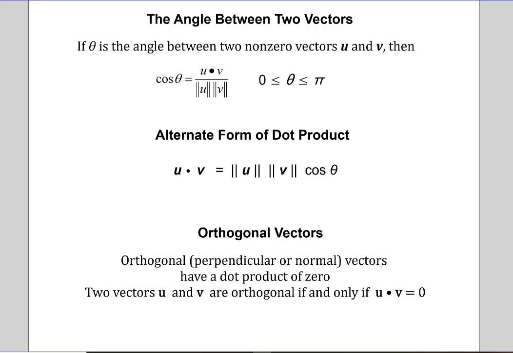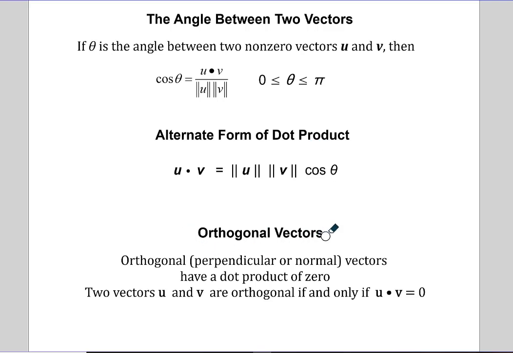Another consequence of dot product is that we are able to use the dot product in order to find the angle between two vectors. One formula is this one here at the top. Cosine is the dot product of u and v divided by the product of the two magnitudes of the vector. And then if we rearrange this equation, you can find an alternate form of the dot product here. The dot product is the two magnitudes multiplied together by the cosine of the direction angle.